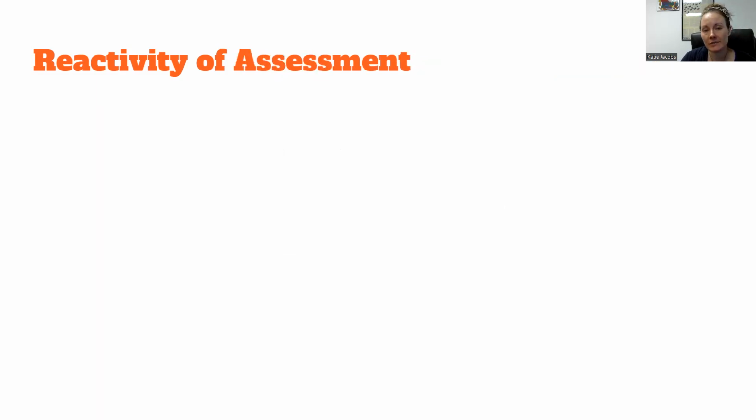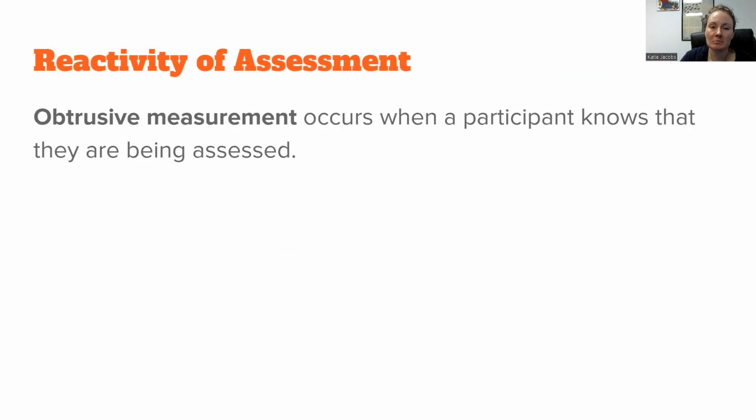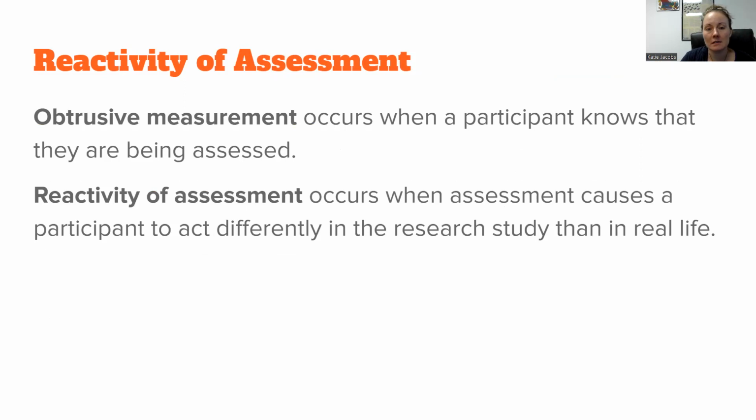We also have reactivity of assessment. So we have obtrusive measures, and this occurs when a participant knows that they're being assessed. And reactivity of assessment occurs when assessment causes a participant to act differently in the research study than in real life.